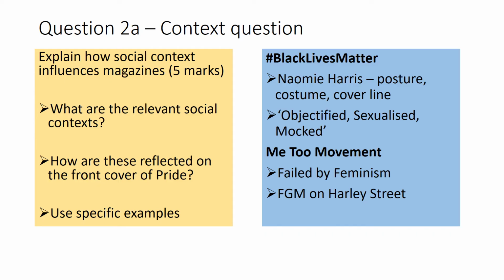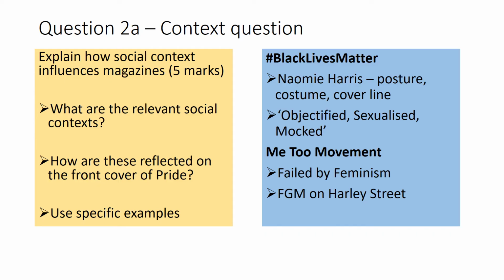In this question, you're asked to look at Pride, and it says, how does context influence magazines? Refer to Pride in your answer. So you refer to the front cover of your set text of Pride with Naomi Harris on the front. What you need to ask yourself here is, what are the relevant contexts for this question and for this text?